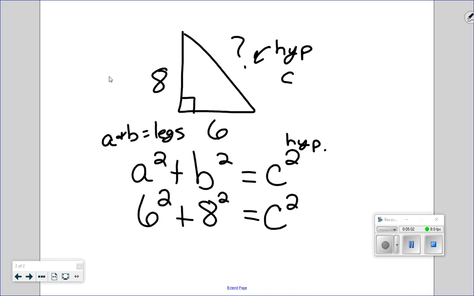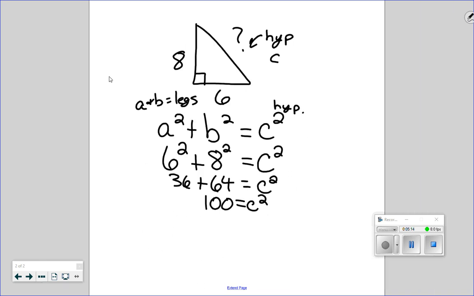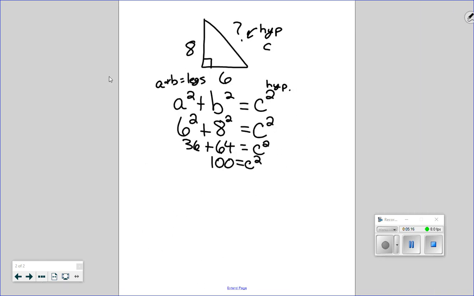Now I just start solving. So 6 squared is 36, 8 squared is 64, that equals c squared. Now I add 36 and 64, and I get 100 equals c squared. Now that's not what the leg is. 100 is equal to c squared. The actual hypotenuse is c. So if 100 is c squared, then c is actually the square root of 100. In order to get what c is, I have to take the square root of 100. So c, that missing side, is 10.